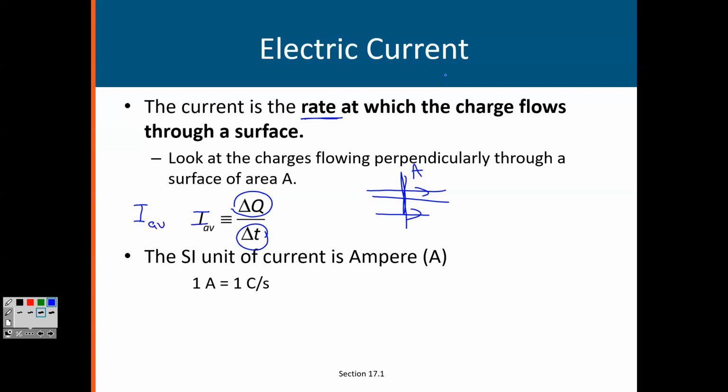What about the units for the current? The unit for current is coulomb for charge and second for the time.